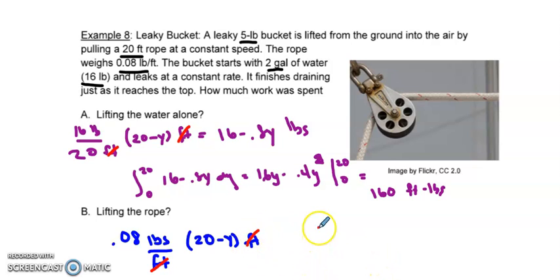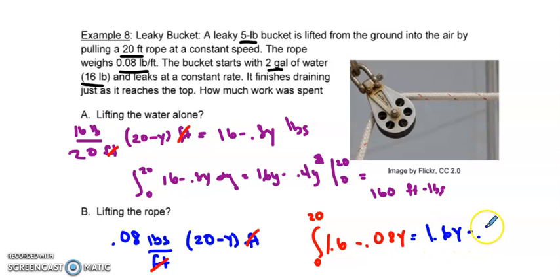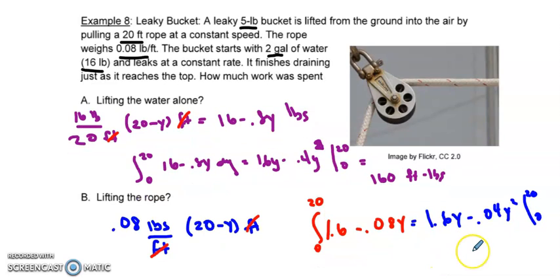And what I need to integrate is, let's see, 0.08 times 20 is 1.6. And then 0.08 times negative y is minus 0.08y. And I'm going from 0 to 20. And when I integrate, I get 1.6y minus 0.04y squared from 0 to 20. And when you put that in your calculator, or you can do it in your head, either way, you're going to get 16 foot-pounds that it took to lift the rope.